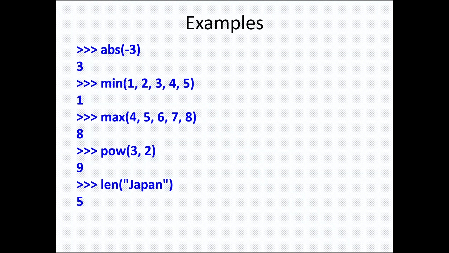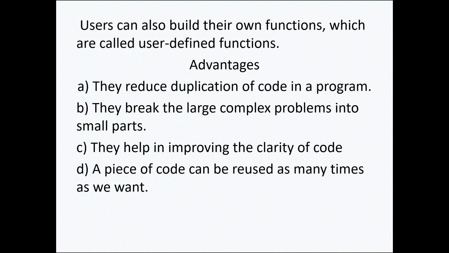For example, abs of -3 returns the absolute value 3. Min function returns the minimum value from the list. Max function returns the maximum value. In the same way, power function, pow of 3,2 returns 3 raised to the power 2, that is 9. Len function is used to return the length of a particular string. Users can also build their own functions, which are called user-defined functions.